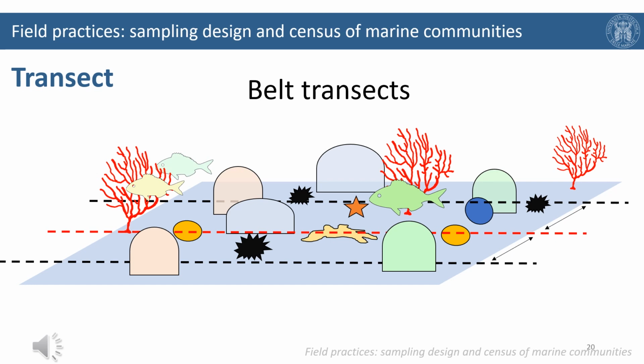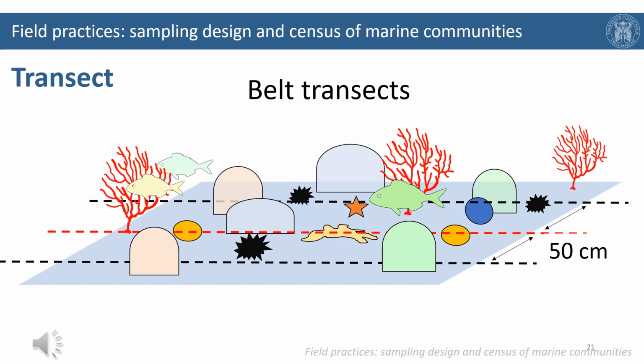Another type of transect is the belt transect. In a belt transect, it is necessary to consider all the organisms present on both sides of the line transect, within a fixed distance. For example, in this slide the line transect is represented by a red dotted line, while the belt transect is the area included between the two black dotted lines.